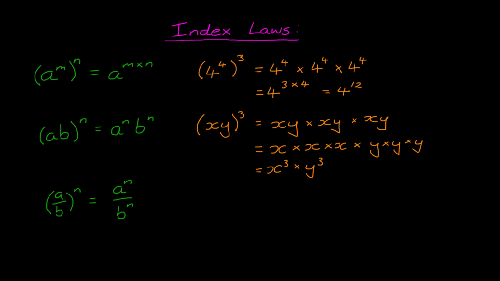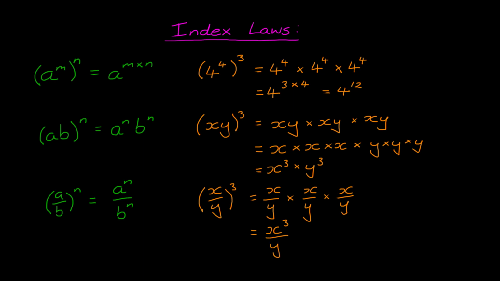This same principle applies for the quotient or division of two numbers a and b. We can separate a quotient raised to the power of n into a to the power of n divided by b to the power of n. Again, we see it in the same way. x divided by y to the power of 3 is equal to x divided by y multiplied by x divided by y multiplied by x divided by y. And following the rules of multiplying fractions, we multiply all the top terms together, giving us x cubed, and we multiply all the denominators together, getting y cubed.